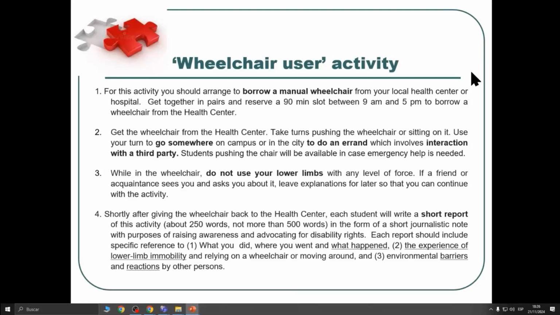I organize this for students to do it in pairs. One pushes the wheelchair and the other one sits, and then they take turns. They move around the city or around the university campus as persons with mobility problems. And in all the disability simulations, the assessment part of the activity consists of writing a report, which is then discussed in class. So we have one or two sessions where students discuss their experience, and eventually every student sends a report, on the basis of which I assess them. This is the wheelchair user activity.